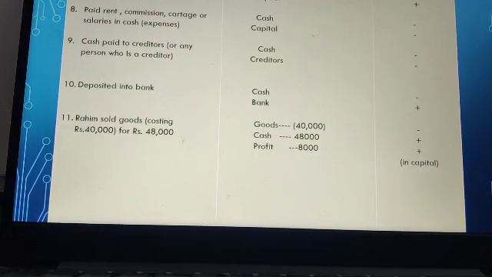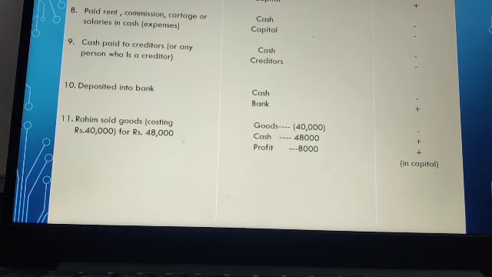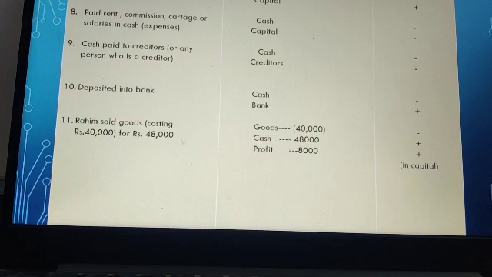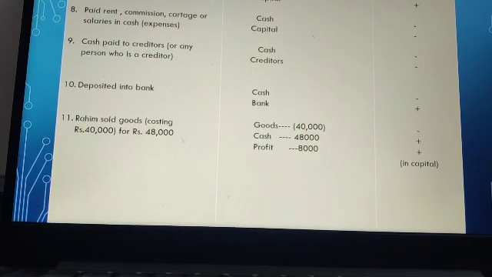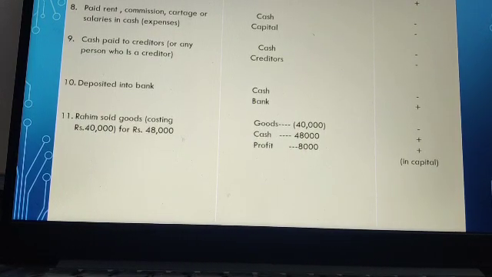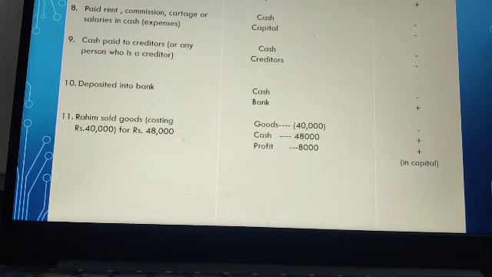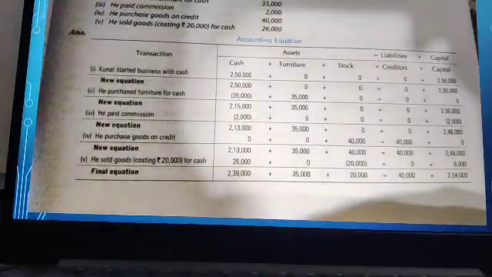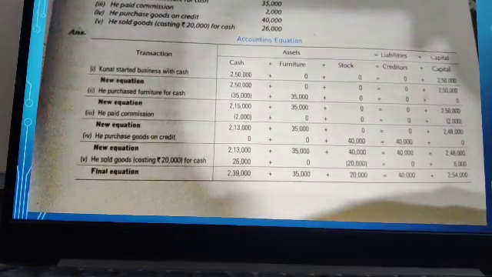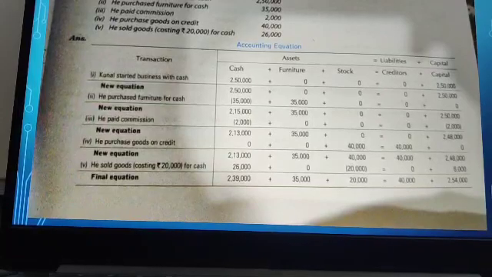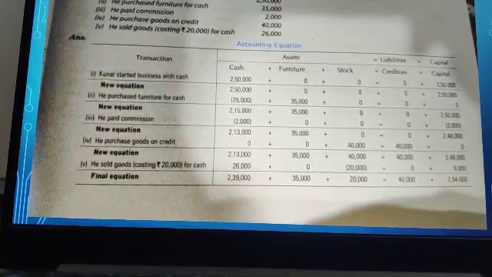If you remember, we discussed in our basic accounting terms, that is chapter number 2, that profit is added in your capital and loss is deducted from your capital. So over here, profit is being added in your capital. You can see over here as well. He sold goods costing rupees 20,000 for cash at rupees 26,000. Transaction number 5 from the question.